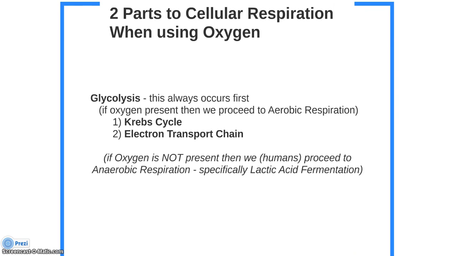There are two main parts to cellular respiration when oxygen is present. However, the first step always, no matter what, is glycolysis. Then, once we get into aerobic respiration, our two steps are Krebs cycle and the electron transport chain. If oxygen is not present, then we would go through lactic acid fermentation.